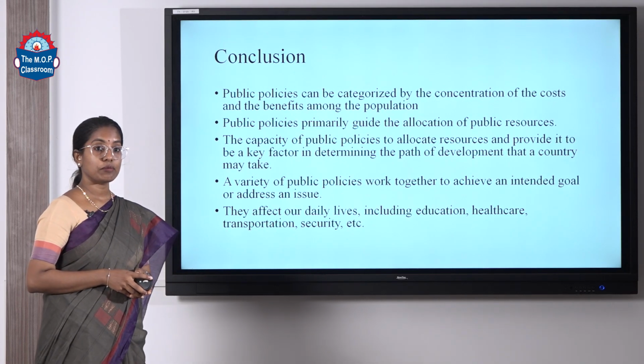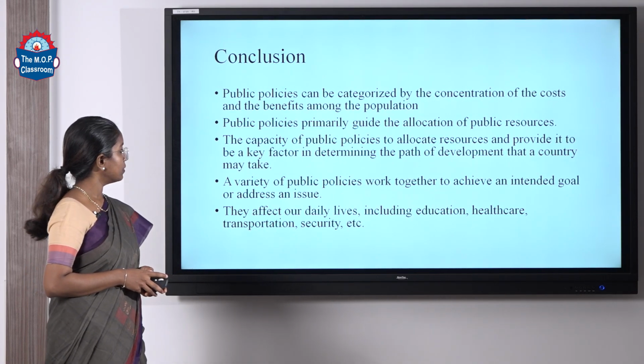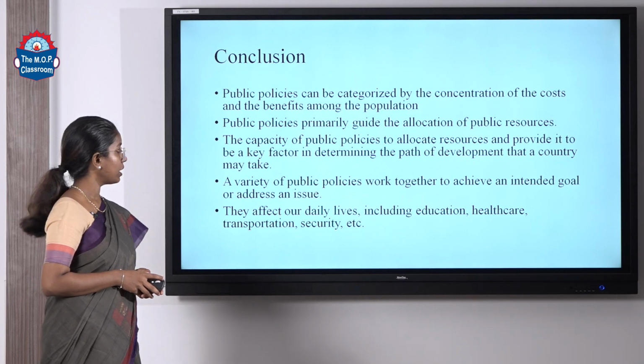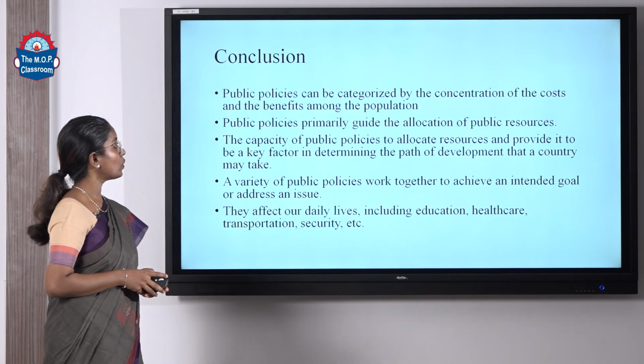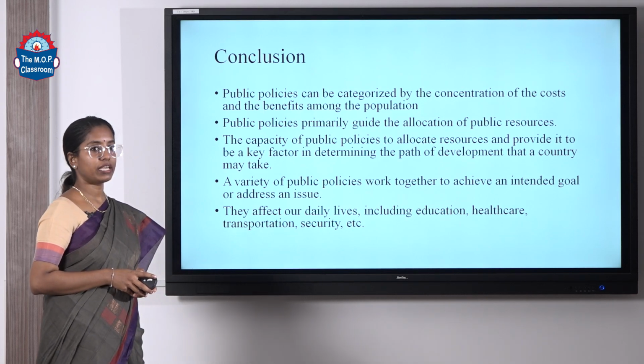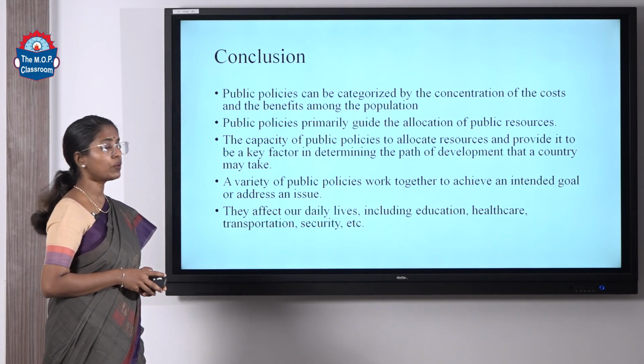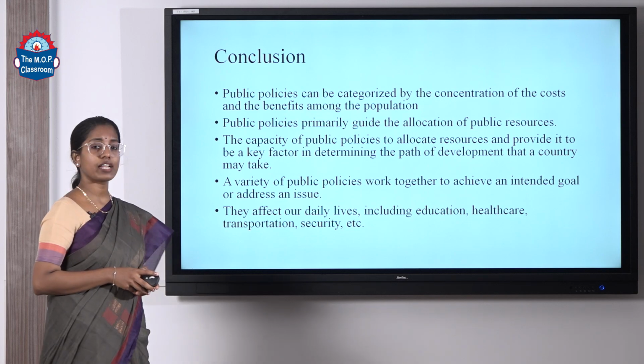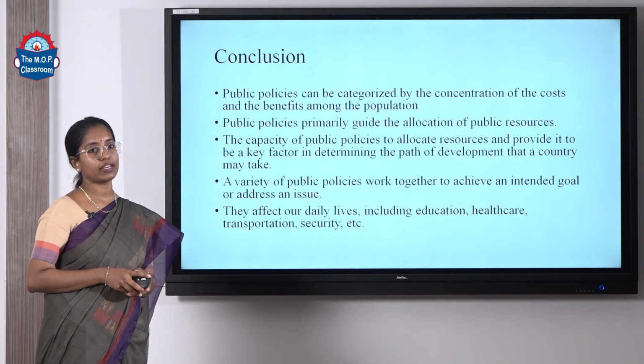Moreover, they affect our day-to-day life, because public policy is embedded in our day-to-day life, including education, healthcare, transportation, security and so on.